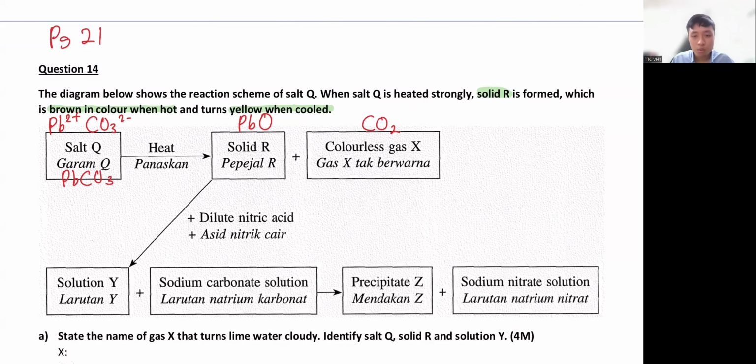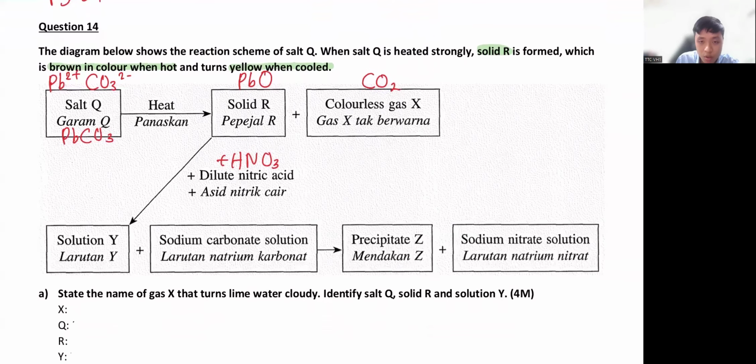So your solid R reacts with nitric acid to form. First of all, H and O become what?